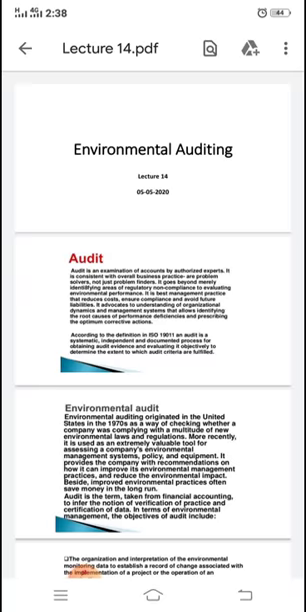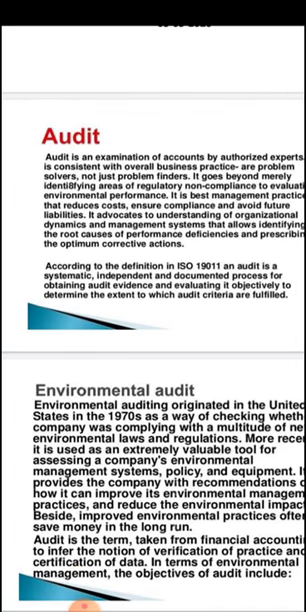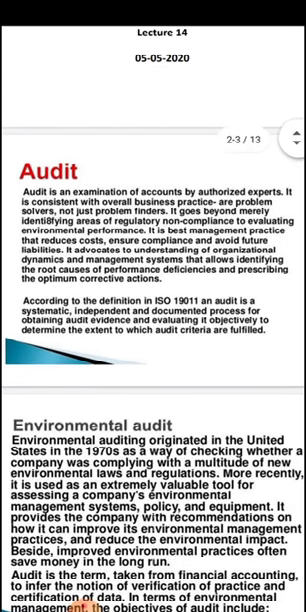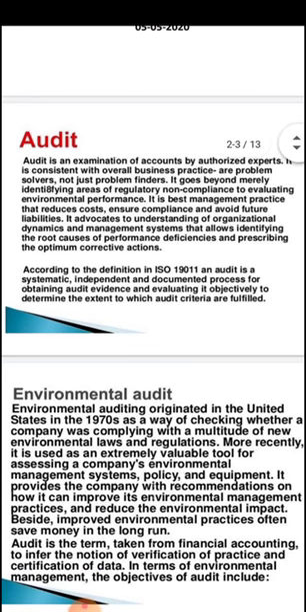So, starting with the very basics, what actually auditing means? Auditing is actually an examination of accounts by authorized experts. It is consistent with overall business practice and are problem solvers, not just problem finders. And so according to the definition in ISO 19011, an audit is a systematic, independent and documented process for obtaining audit evidence and evaluating it objectively to determine the extent to which audit criteria are fulfilled.